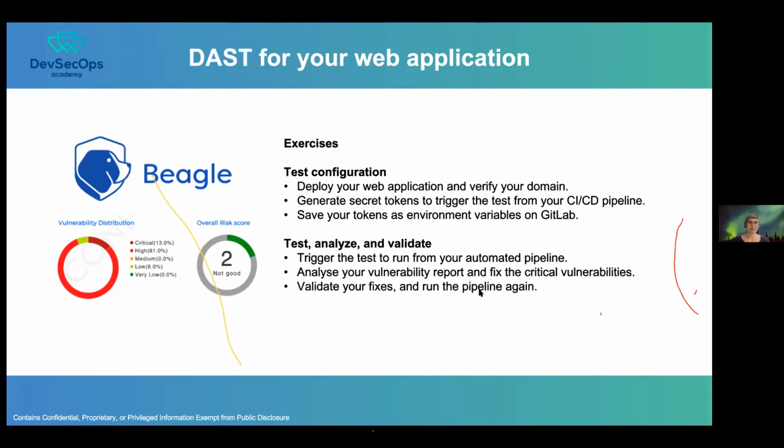So that's what you'll be doing. And then via Beagle Security, you'll be generating secret tokens to trigger the test from your CI/CD pipeline. These secret tokens from Beagle Security, you will save as environment variables on GitLab. When you've done configuring your test, you will trigger the test to run from your automated pipeline. Then you will analyze the vulnerability report from Beagle Security, and it will be up to you to fix these critical vulnerabilities. Finally, you will validate your fixes by running the pipeline again, which will trigger the test. You'll be able to analyze the second set of test results and see if you have indeed fixed your application.